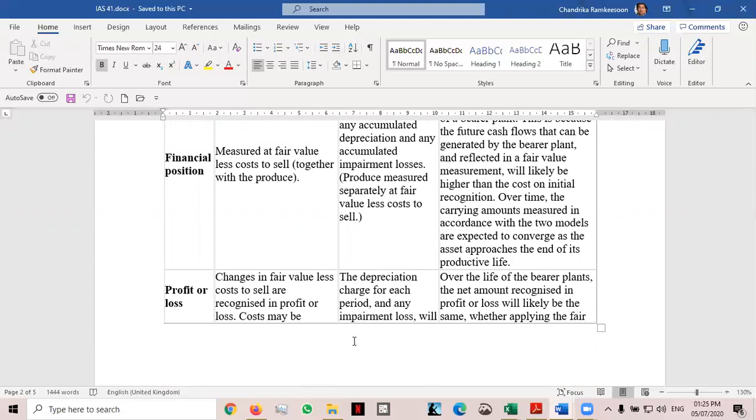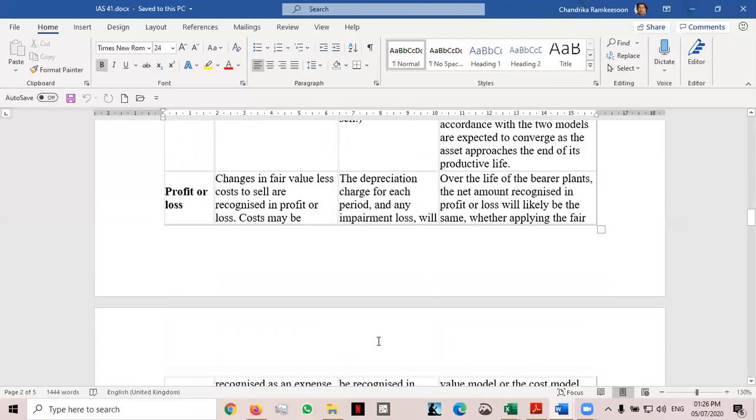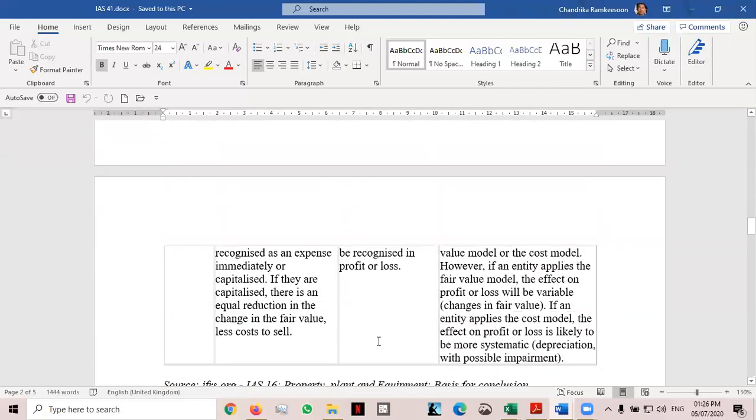Profit or loss, changes in fair value less cost to sell. No changes in fair value less cost to sell are recognized in profit or loss under the cost model. Cost may be recognized as an expense immediately or capitalized. If they are capitalized, there is an equal reduction in the change in the fair value less cost to sell. And again, we take a look at a few examples in a while.